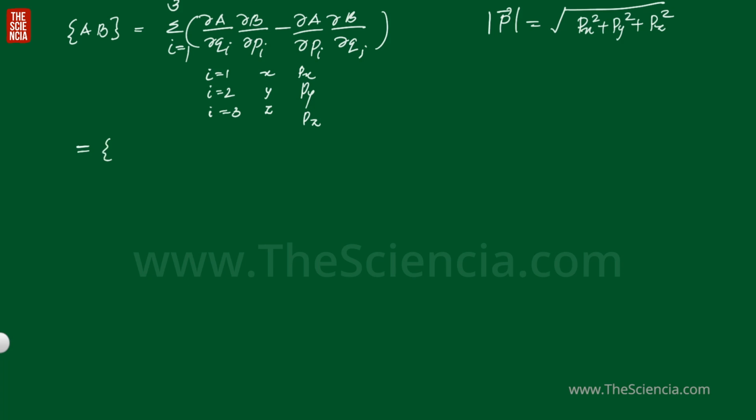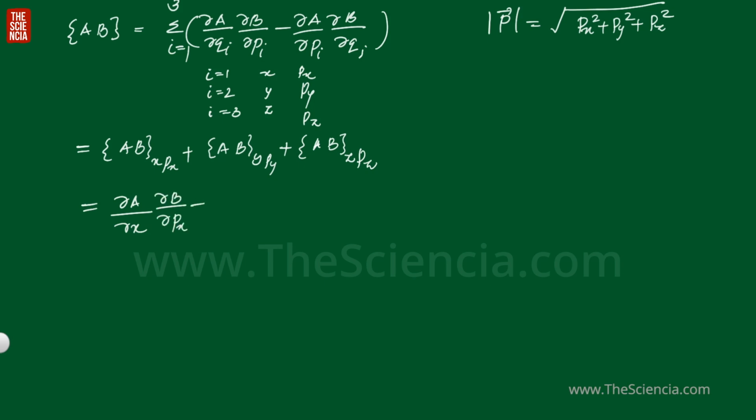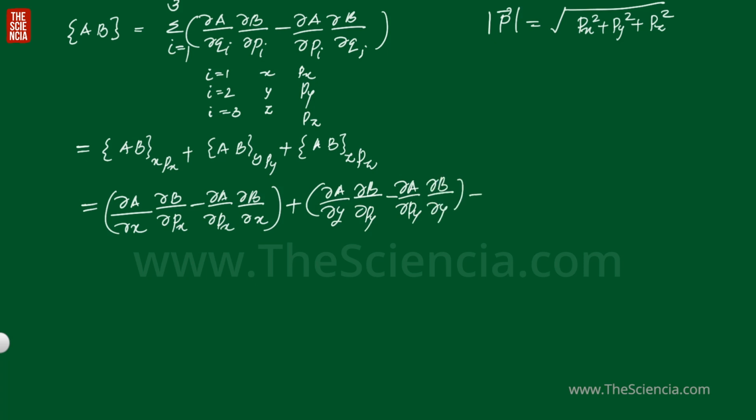That is, the Poisson bracket of A, B with respect to x, p_x, plus that with respect to y, p_y, plus that with respect to z, p_z. That is equal to ∂A/∂x ∂B/∂p_x minus ∂A/∂p_x ∂B/∂x, plus ∂A/∂y ∂B/∂p_y minus ∂A/∂p_y ∂B/∂y, plus ∂A/∂z ∂B/∂p_z minus ∂A/∂p_z ∂B/∂z.